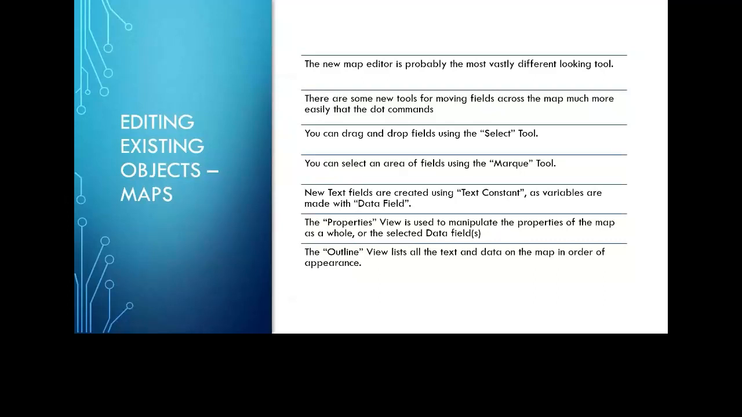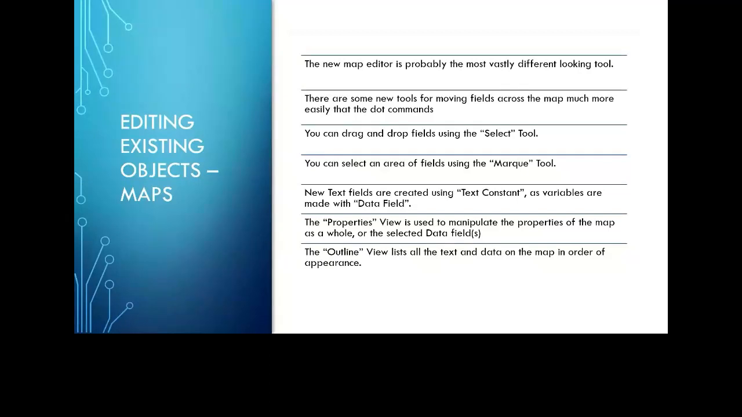I don't think I mentioned, but I used the 3270 editor for about 8 months. So I don't have as many years of experience that a lot of Natural programmers have using the 3270 over the new system. But you can use the select tool to drag and drop fields around the map, and you can use the Marquee tool to select an area of fields, and then you can drag and drop those. New text fields are created using text constant, as variables are created with the data field.